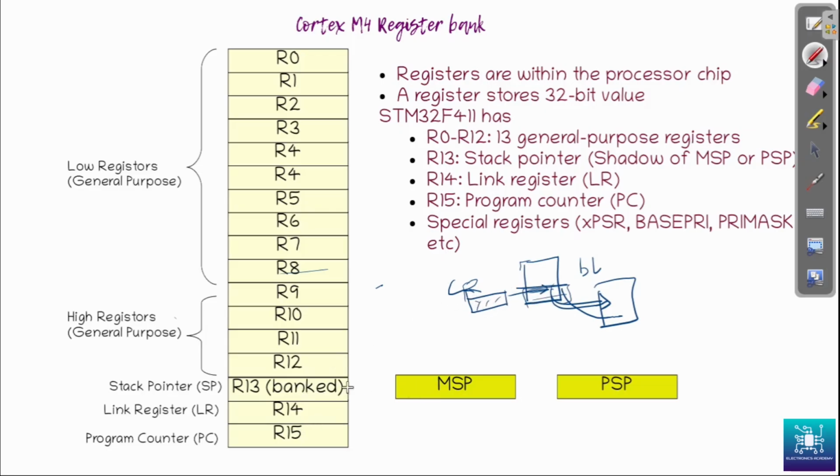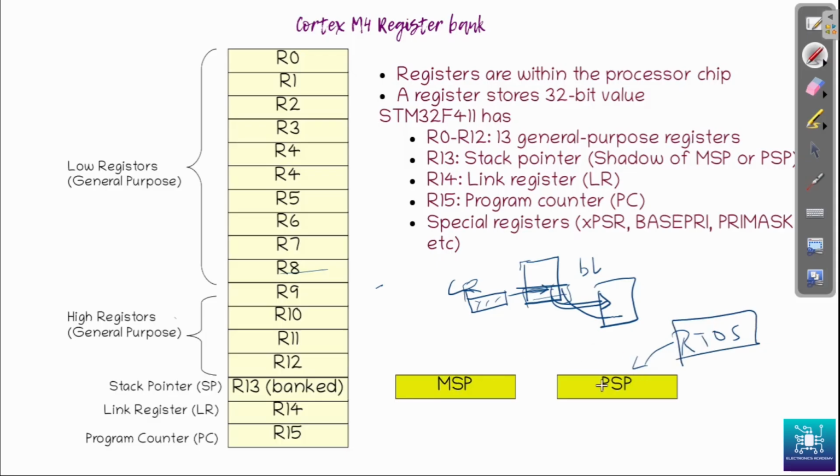And then again, the stack pointer. There are two stack pointers, the main stack pointer and the process stack pointer, or PSP. That is, you can maintain two stacks. One is the main stack, another one is the process stack in the ARM processor. In our course, we will only be using the main stack pointer. The process stack pointer will not be used. It is used when you are working on real-time operating systems, where the processes are going to use the process stack pointer.